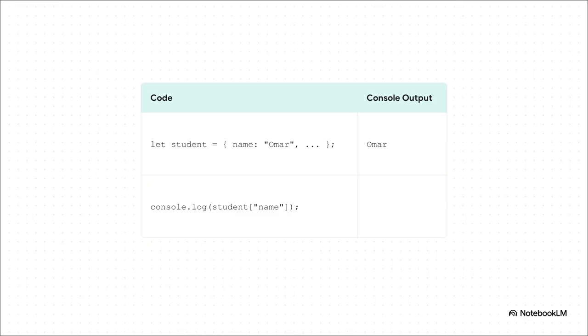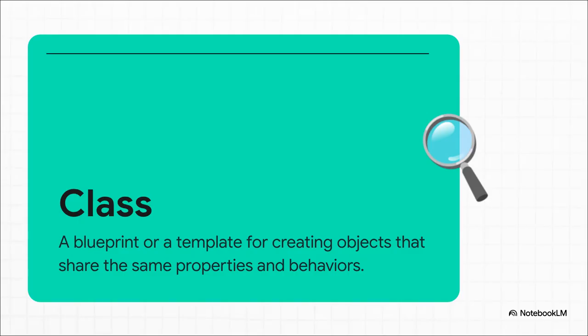So let's build one. We'll create a student object. Inside these curly braces, we'll add our properties. Name will be Omar, and age will be 16. See how neat that is? All the student's info is in one place. And now, if we want to get just one piece of that information, it's super easy. We just ask the student object for its name property, and what do we get? Omar. Everything's perfectly organized.